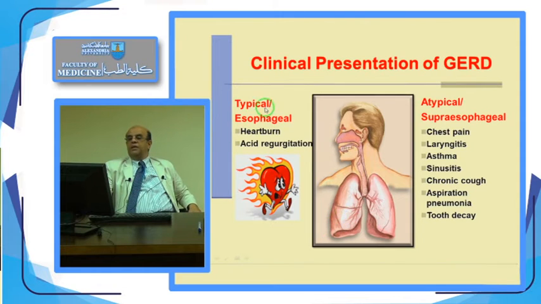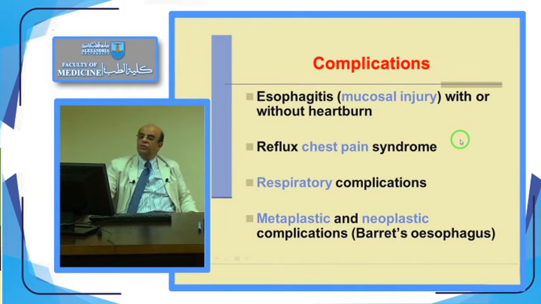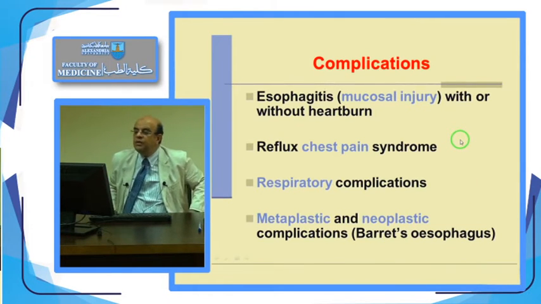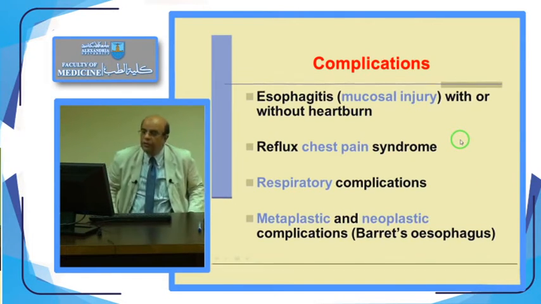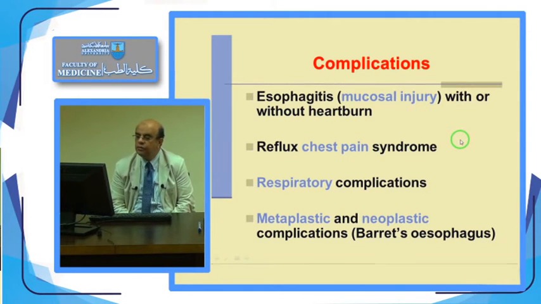This is the clinical presentation. It has been detailed in the lecture on gastroesophageal reflux. Heartburn and acid regurgitation are the typical symptoms. The atypical symptoms, which are not esophageal, are chest pain, laryngitis, asthma, sinusitis, chronic cough, aspiration pneumonia, tooth decay. The complication of gastroesophageal reflux is esophagitis, mucosal injury with or without heartburn, and the detail of the esophagitis by endoscopy has been detailed in the lecture on gastroesophageal reflux.